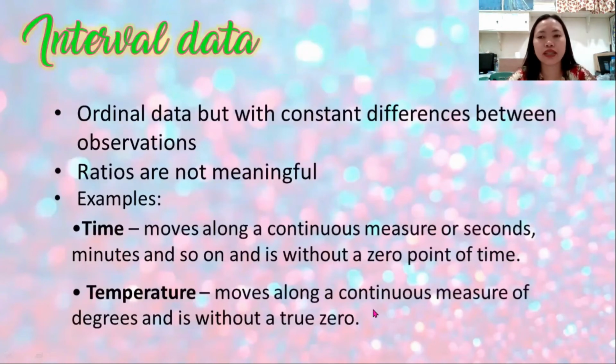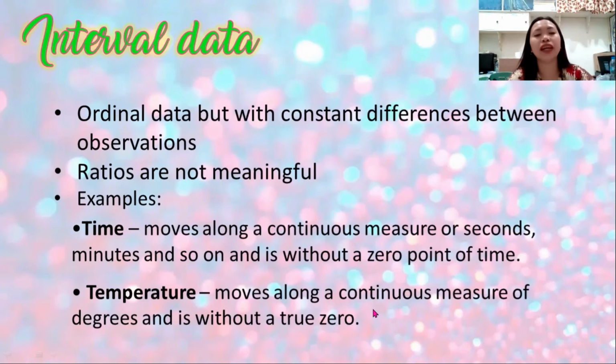Let's discuss it further. Interval data is ordinal data but with constant differences between observations. The ratios here are not meaningful. We have to remember that. Example, time. It moves along a continuous measure of seconds, right? In minutes and so on. And is without a zero point of time. Did you understand? And so with temperature, it moves along a continuous measure of degrees and is without a true zero.